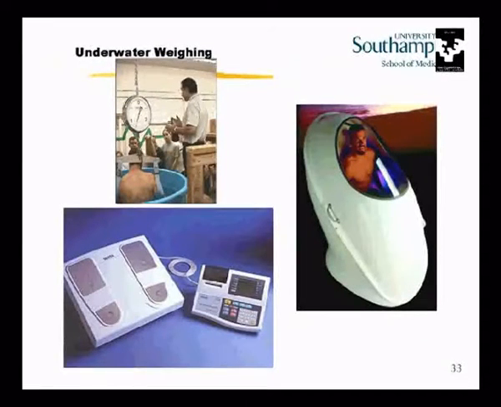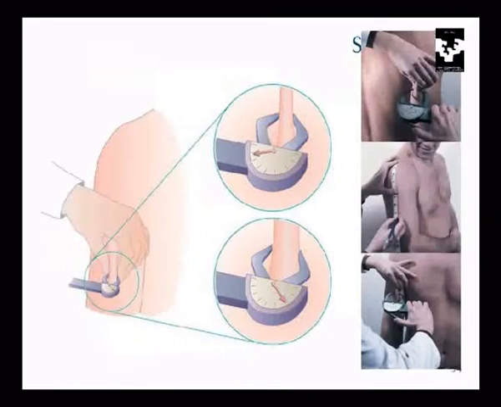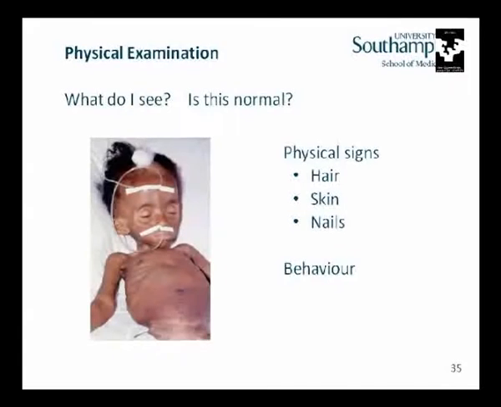So these are just pictures, I'm sure you've seen them, underwater weighing, bioimpedance, and the bod pod, which correlates very well with the underwater weighing and skin fold thicknesses. Then looking at physical examination, what you need to ask is what are you seeing and whether it's normal.